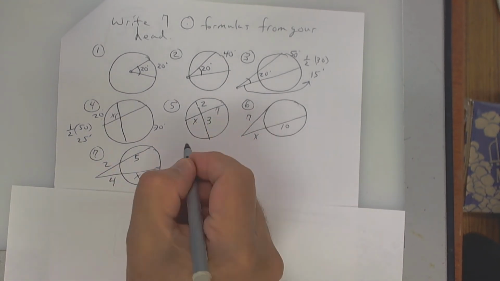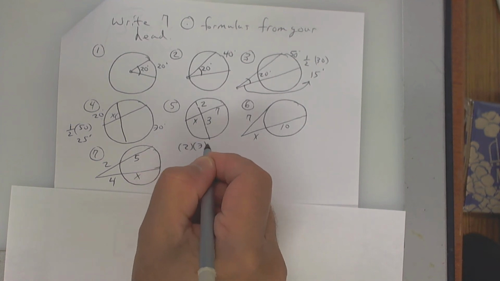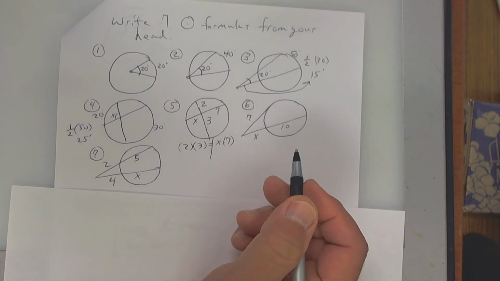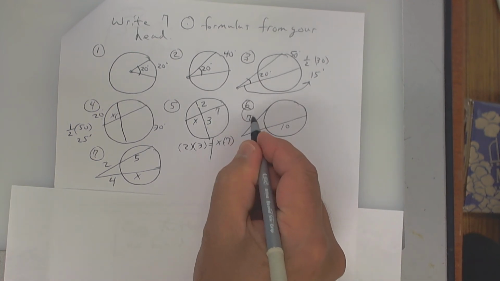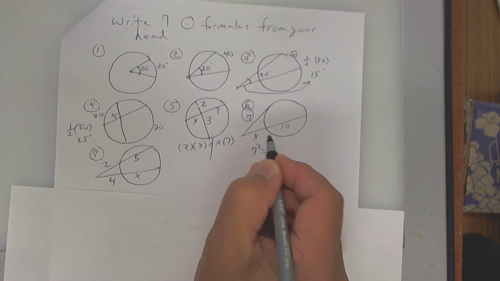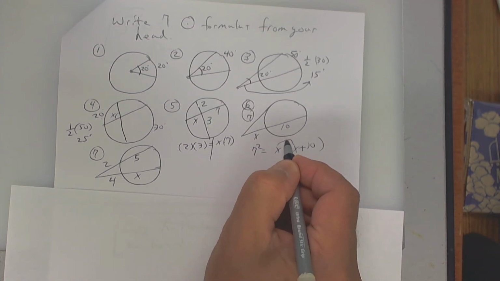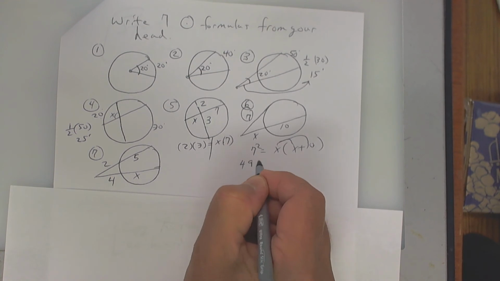This one's the product. 2 times 3 equals x times 7, and then you got to divide by 7, and you got your answer. This one is tangent squared is equal to the outside times the whole thing, which is x plus 10. Now this one is going to be the quadratic formula.